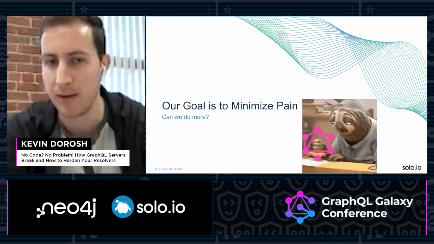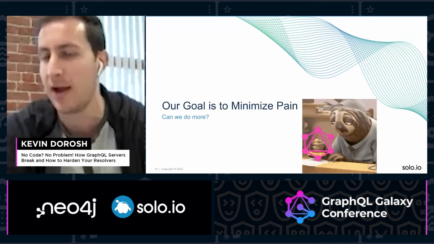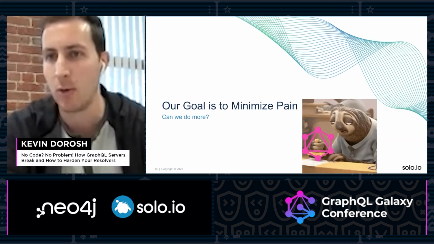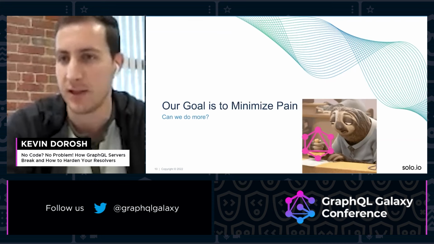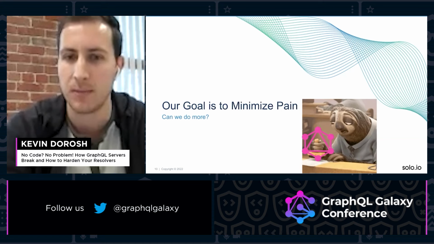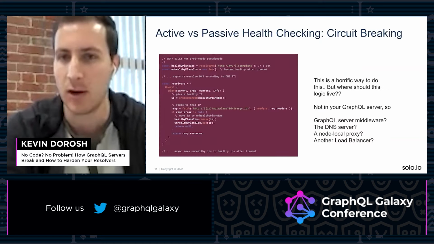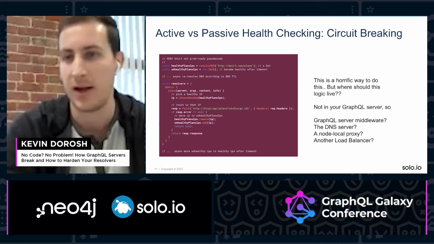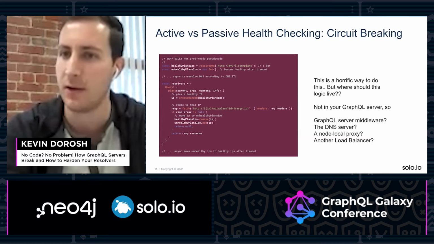So our goal is to minimize pain. Can we do more? We have this polling mechanism every 3 seconds, but let's think about the scenario where we have an API that's very busy. That's why we have 3 replicas. We're receiving thousands of requests. That's pretty slow. It's going to take us a while to inject those endpoints and actually serve healthy responses to our client. So that active polling mechanism is like an active health checking.